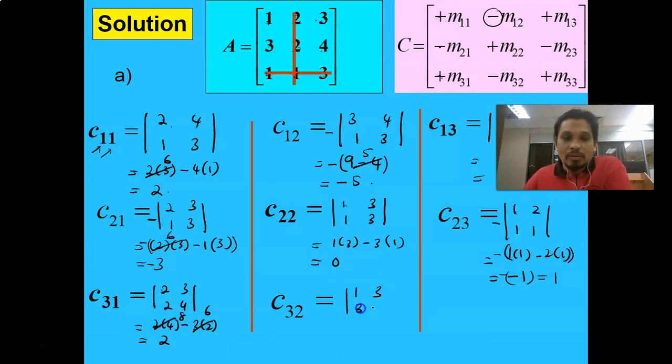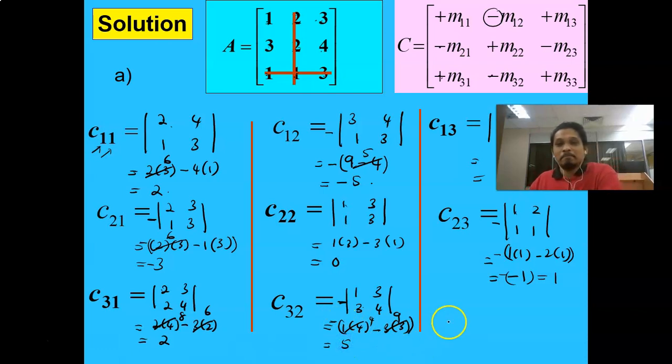1, 3, 3, 4. 1 times 4 minus 3 times 3. Okay, and don't forget we got negative here, so we got negative here and negative. So 1 times 4 equal to 4 minus 9. 4 minus 9 equal to negative 5. Negative 5 times negative, positive 5.